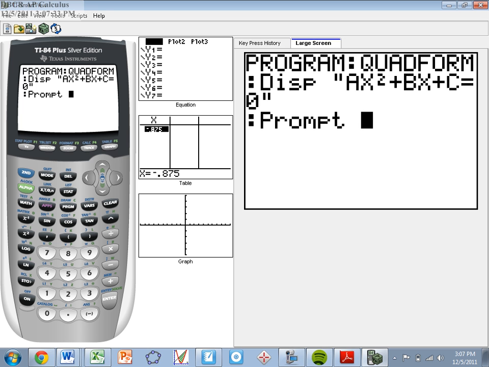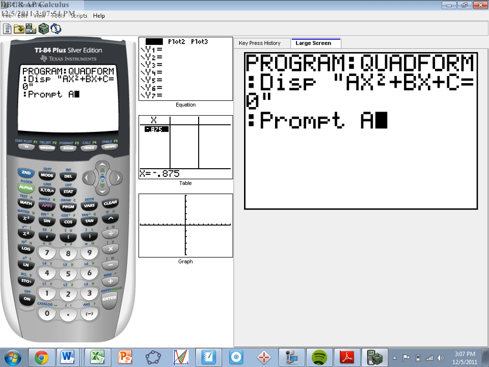So if you type prompt, and then you put the variables a, b, and c, it tells the calculator to ask you about a, b, and c. Now what I want you to do is press the following: alpha A. What this is doing is saying the calculator will ask me what the value of A is now. That's what this does.